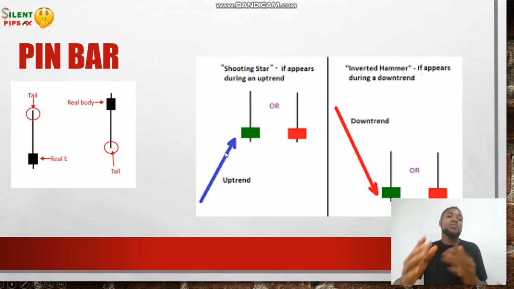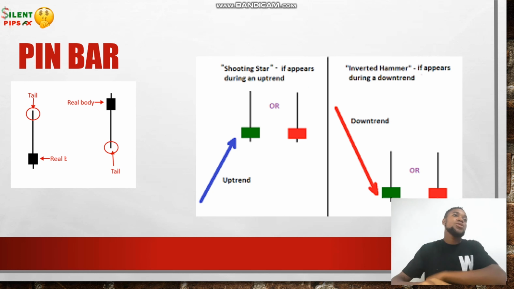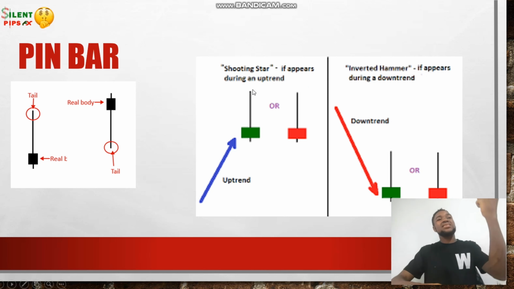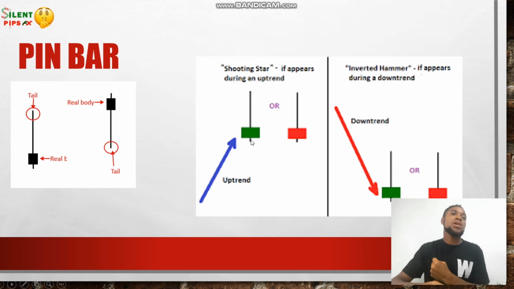Now, a shooting star is at the top of a trend. You will see shooting stars at the top of a trend. This is how they look. For this case, the market opened at the bottom here, went right up, and then the bears took control and pulled it back towards the downward direction.